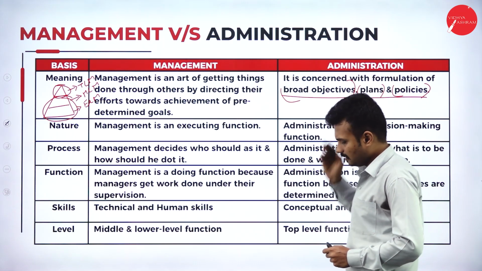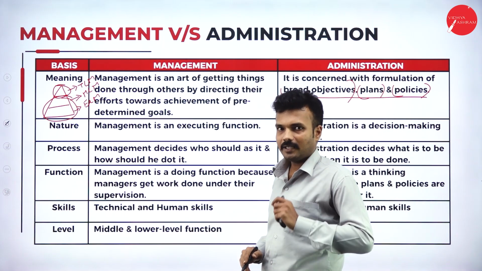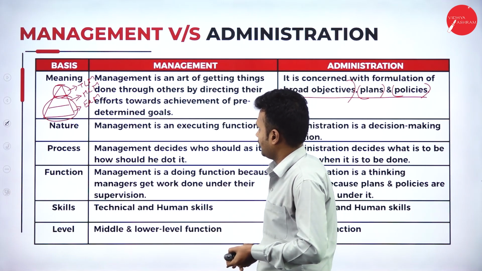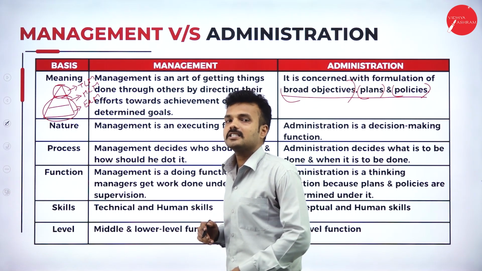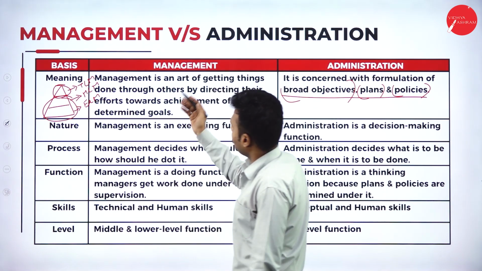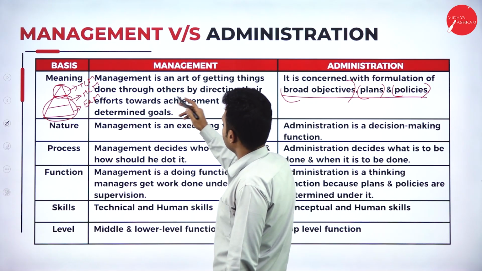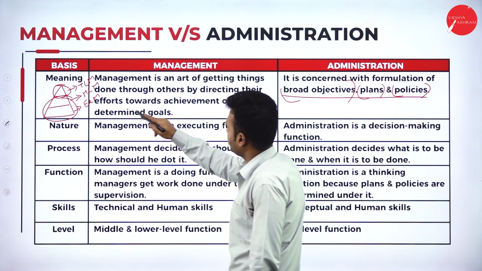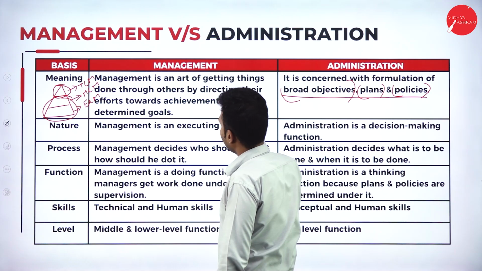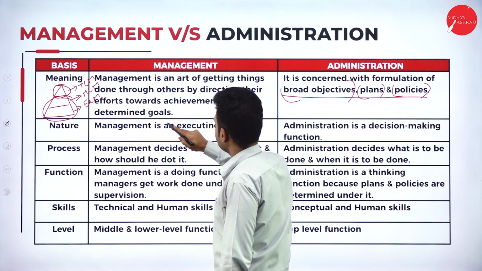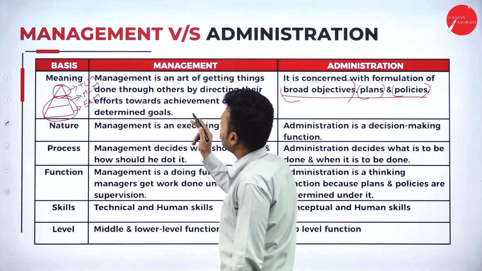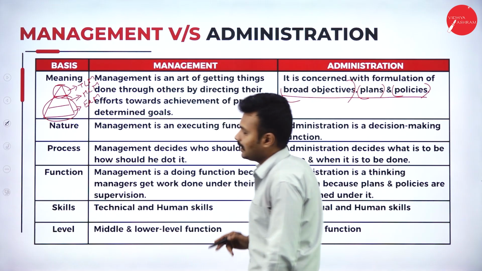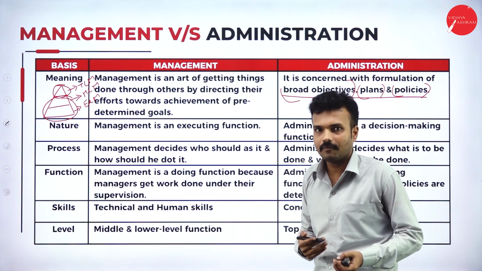So these are all the three things that the administration is going to represent. That is what administration is all about. What do you mean by management then? Management is an art of getting things done through others by directing their efforts towards achievement of predetermined goals. As we know, it is the art of getting things done through the efforts of others.